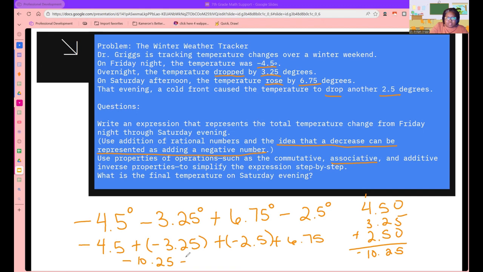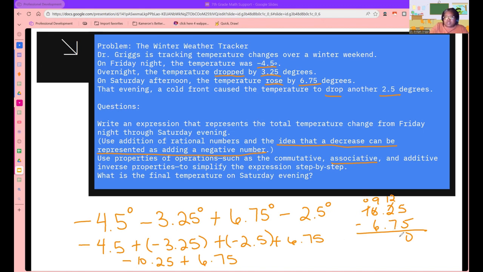10.25 plus 6.75. Now, with integers, if we are adding numbers with different signs, then we need to subtract and keep the sign of the larger number. Well, 10.25 is larger than 6.75, so that means our answer is going to be negative because 10.25 is negative. So we will subtract, so 10.25 minus 6.75. We're going to do quite a bit of borrowing here.